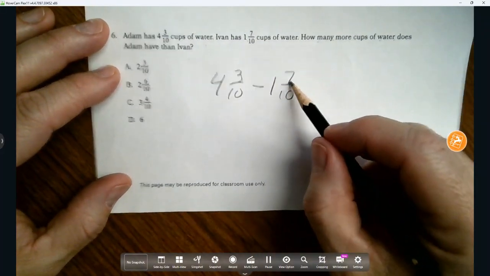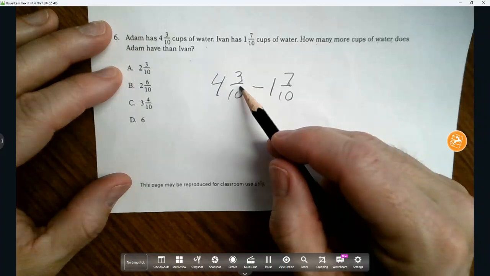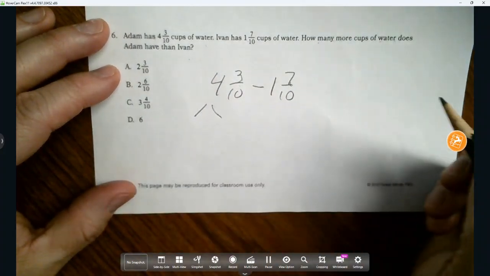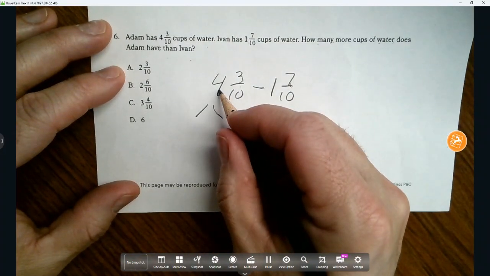Well, here's the problem. That 7 is bigger than that 3. So here's how I want to break it down. I'm going to take 1 out of the 4.